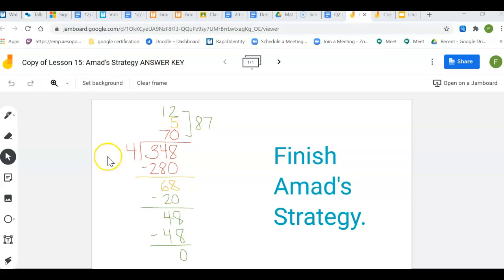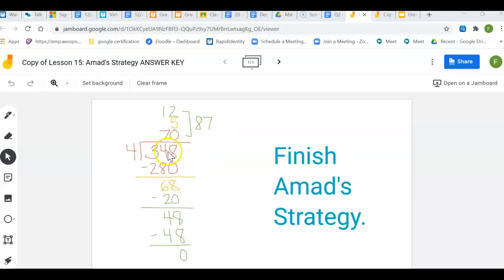So I'm going to show you my work right here. This is the answer key to Ahmad's strategy. You can compare it to how you did yours. If you need to make any corrections on yours, do it in your notebook first, and then you can go back and change it on the Jamboard. You'll see that the partial quotients up here, 70, 5, and 12, have all been added up to be 87. So 70 plus 5 plus 12 is 87. That gives me a final quotient of 87.